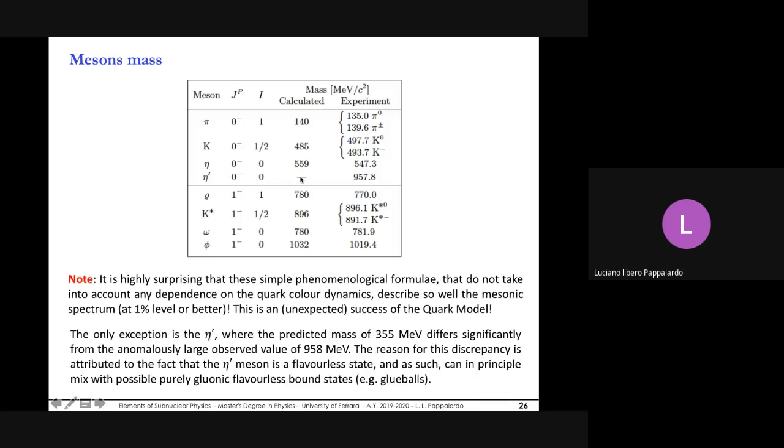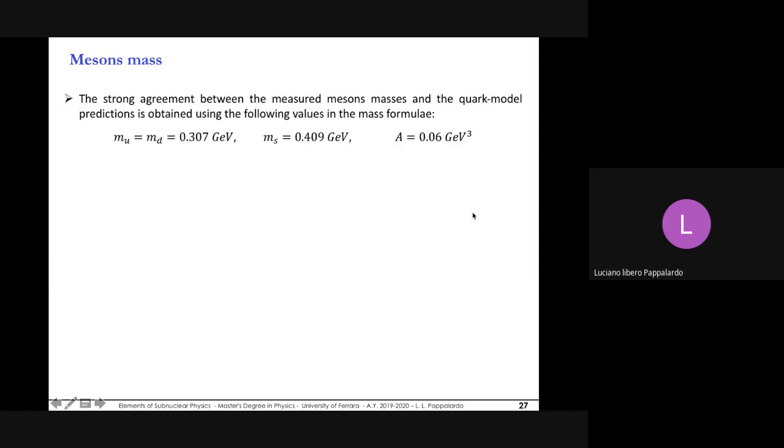The only exception is the eta prime, which is not reported here, where the prediction is only 355 MeV, and the experimental value is, let's say, 3 times more. Now, the reason for this discrepancy is attributed to the fact that the eta prime meson is a flavorless state, essentially. As such, it can in principle mix with a possible pure gluonic flavorless bound state, something that people call glueballs, whose discovery is still questionable. There have been many searches in the last decades for glueballs, which are bound states of pure gluons, so completely flavorless objects that can mix with the wave function of the eta prime. But the experimental result is quite ambiguous so far, although glueballs are predicted by QCD. So it is, of course, still possible, and this might explain this large mass difference.